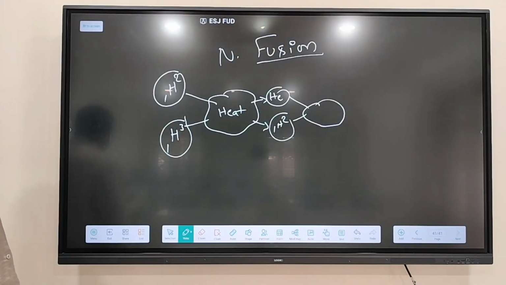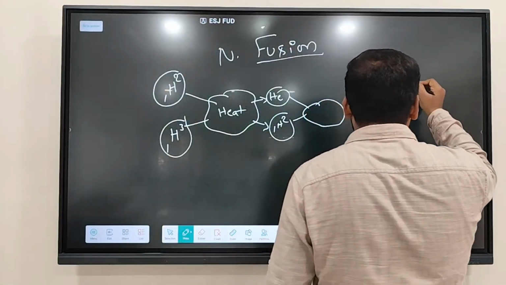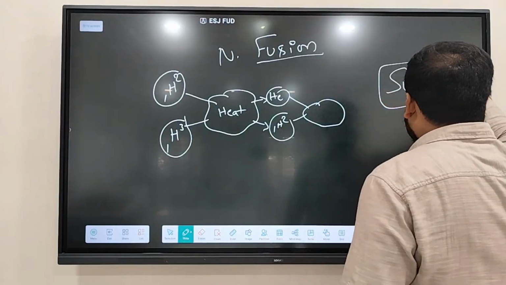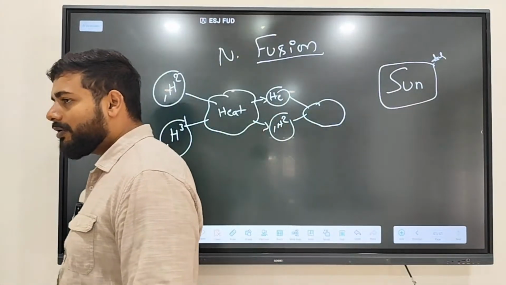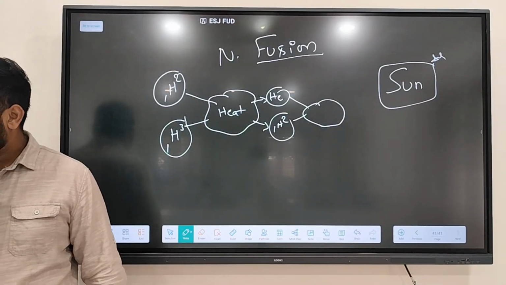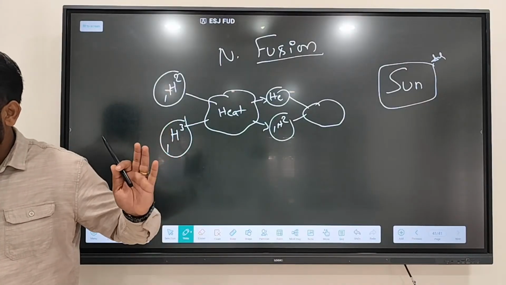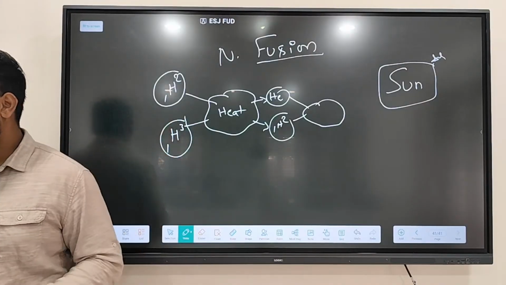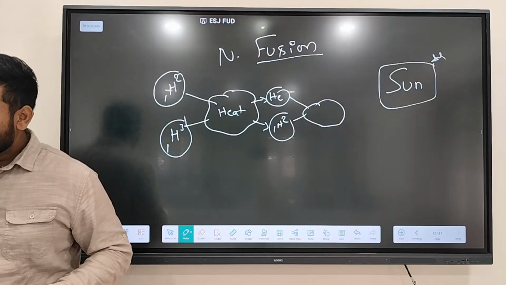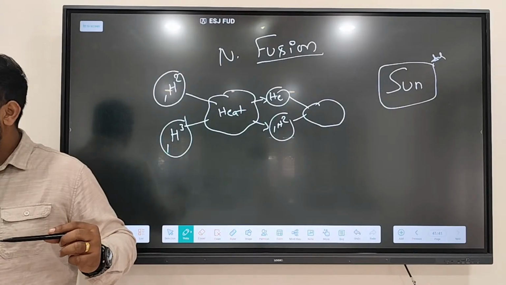This kind of chain reaction, the fusion reaction, is majorly seen in the Sun and other stars. The primary source of energy to each and every living organism is the Sun, right? The energy source of the Sun is this fusion reaction. It is a chain reaction. It is a continuous reaction. There is no end for it.